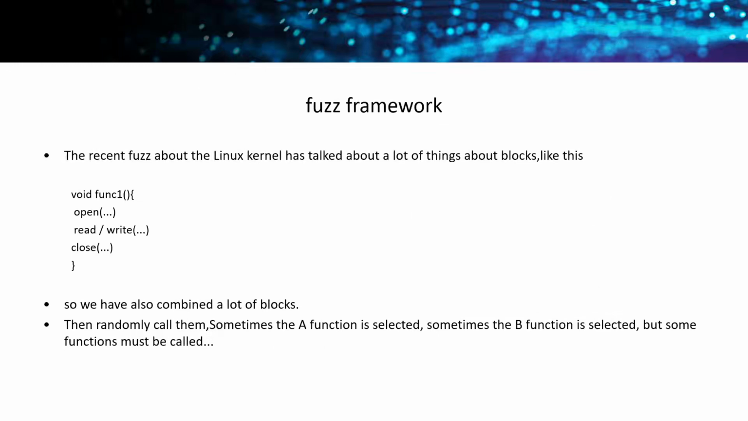We know the recent fuzzing of the Linux kernel has talked about blocks like this: open, read, and close. We think it is very important for our fuzzer, so we have also combined a lot of blocks and call them randomly. Sometimes A function is selected, sometimes B function is selected, but some functions must be called, such as the open function.